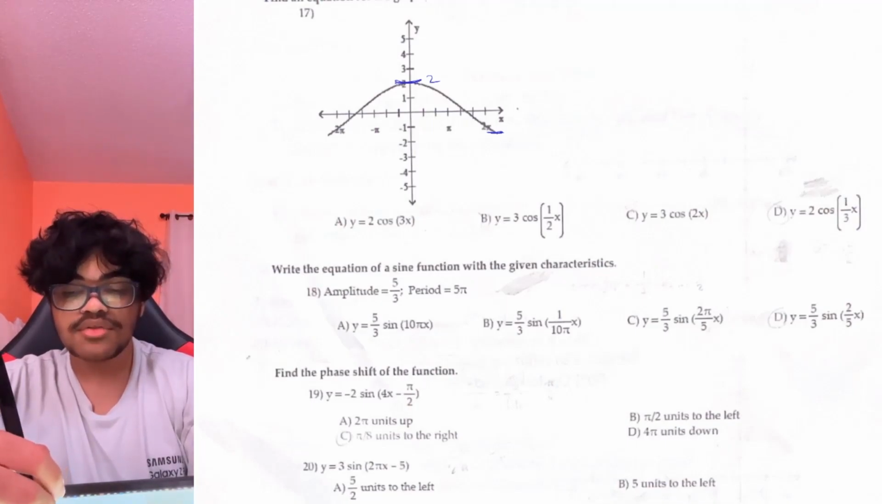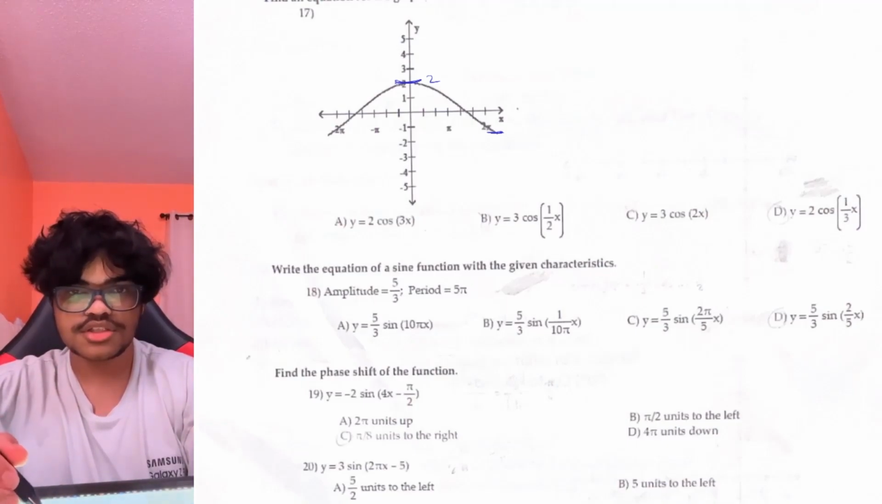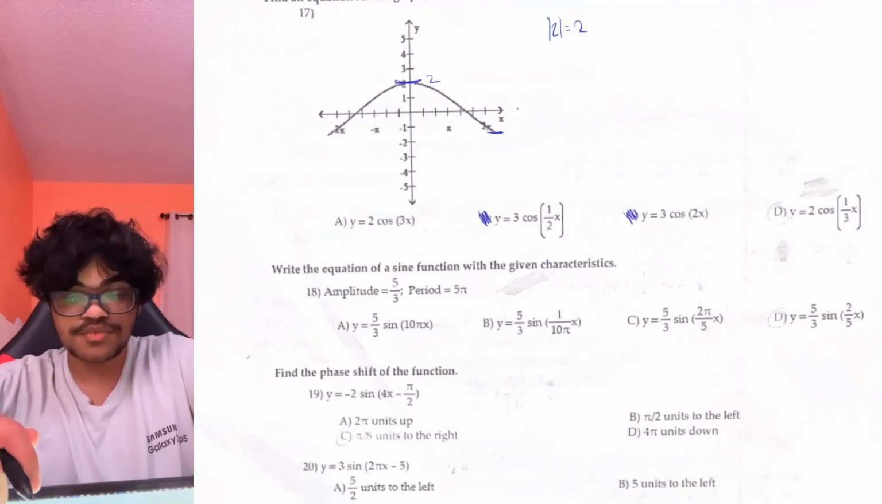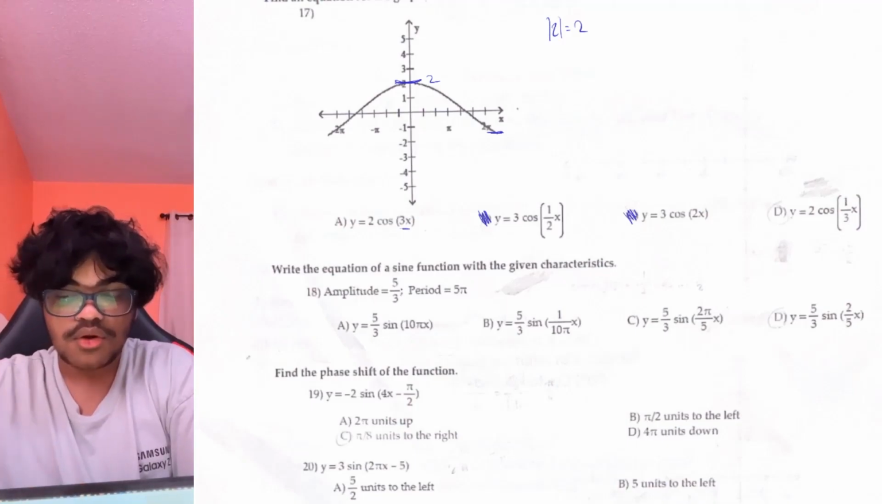So we can rule out that this function's amplitude would be 3, because the amplitude of the function would just be the maximum, the absolute value of which is 2. So we can already rule out that B and C are the right answers because 3 is in the front of them. If we had 3, then the maximum would be up here and the minimum would be down here. We don't have that. We have 2.